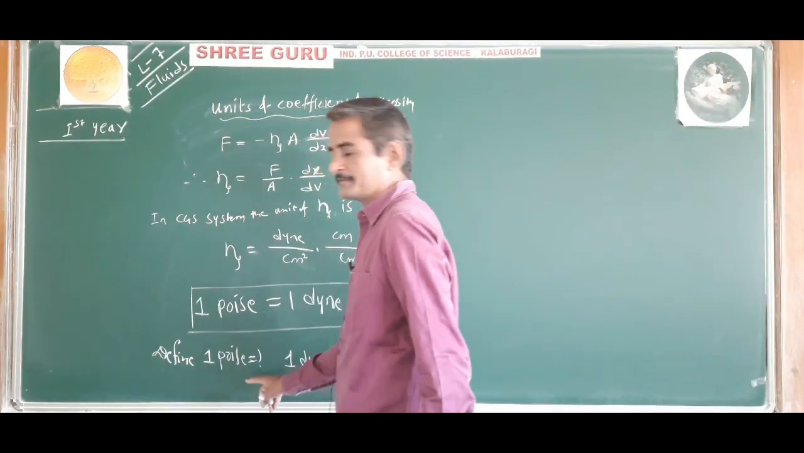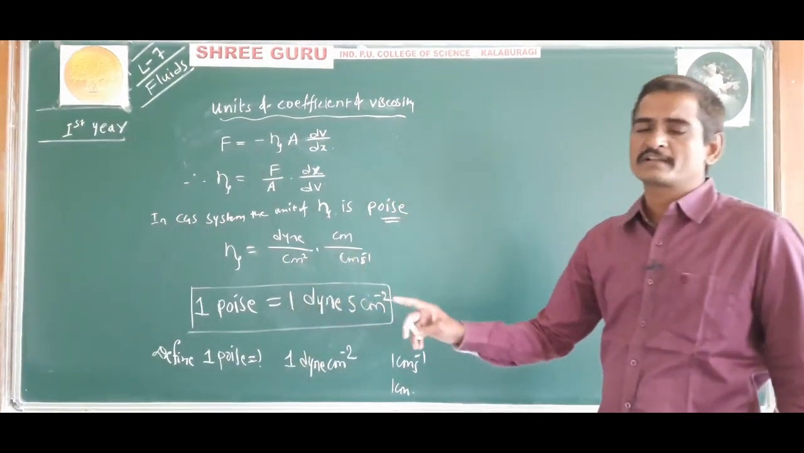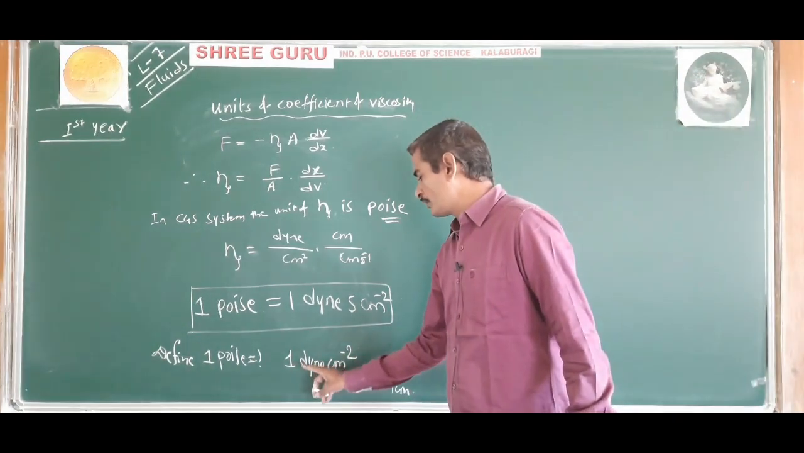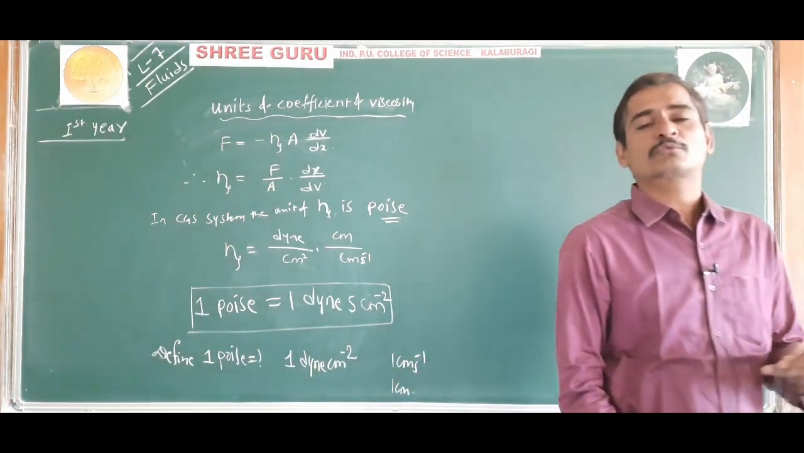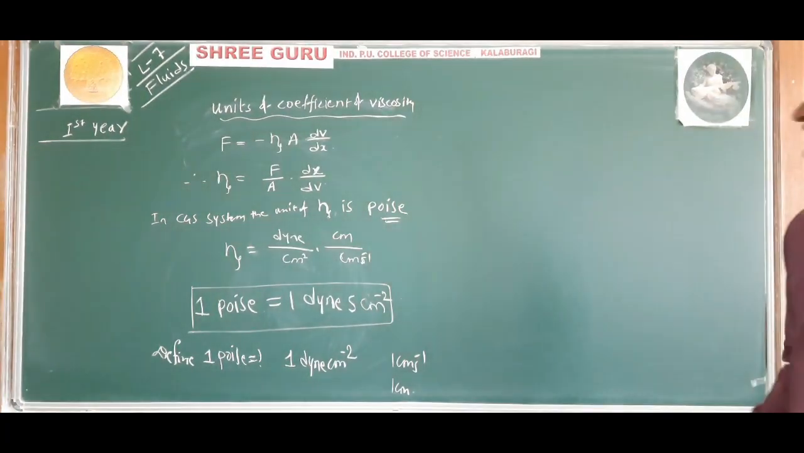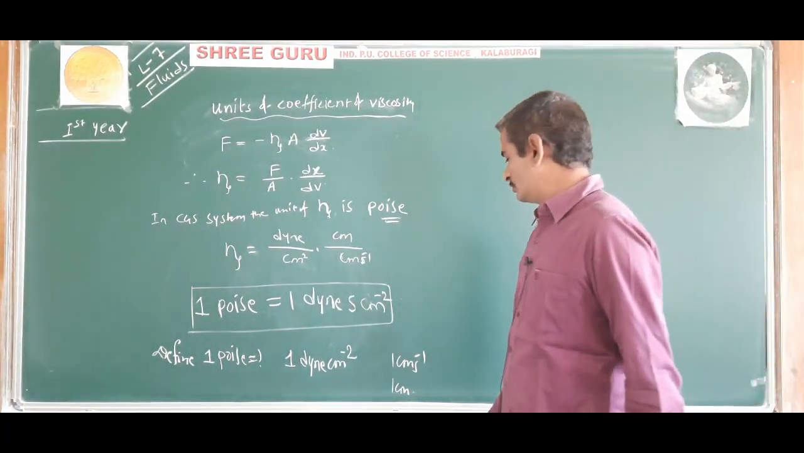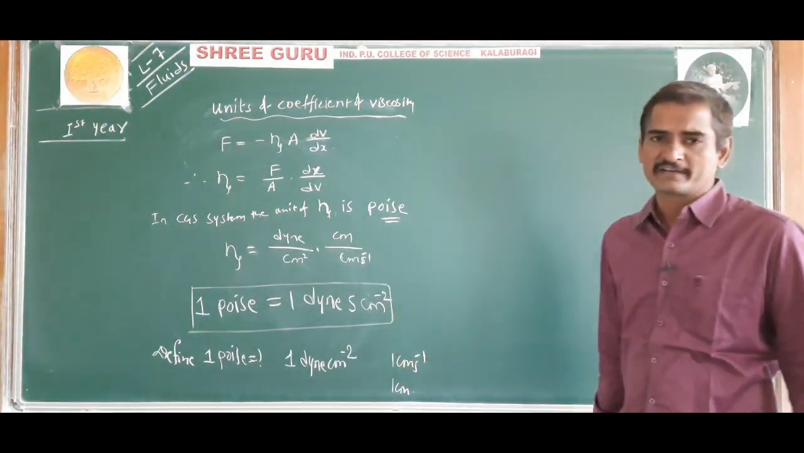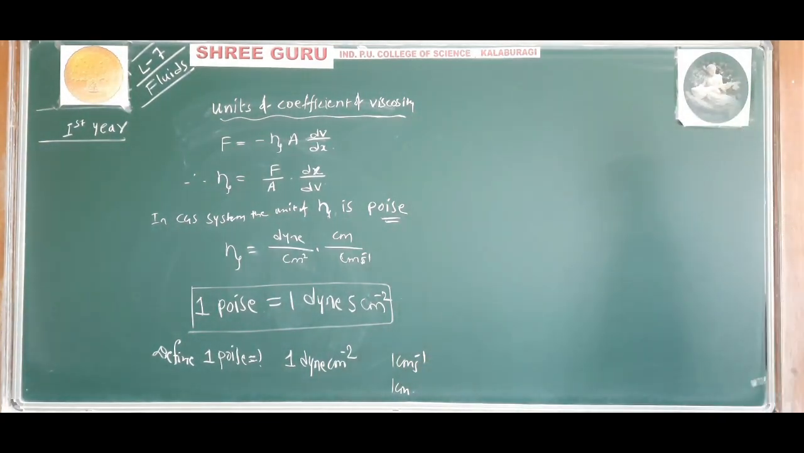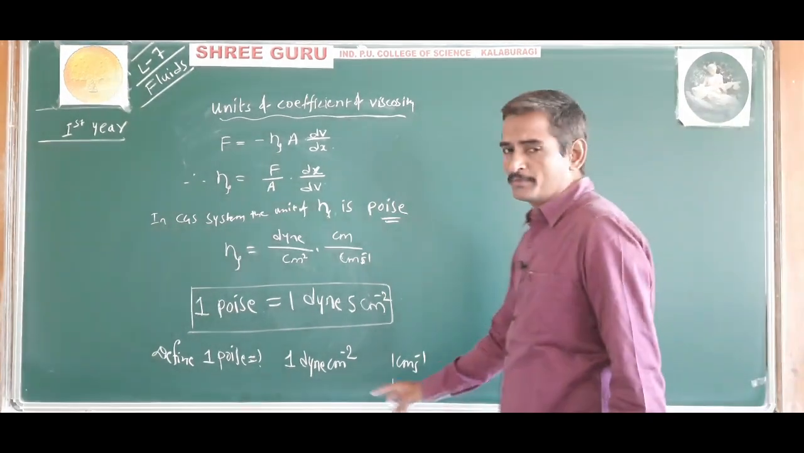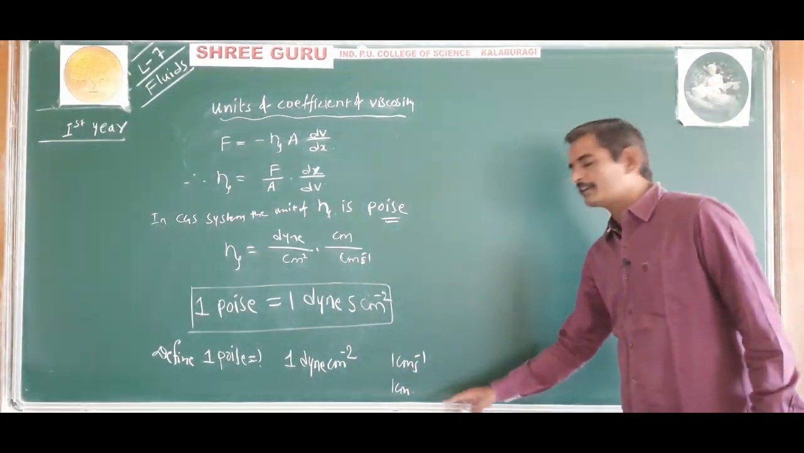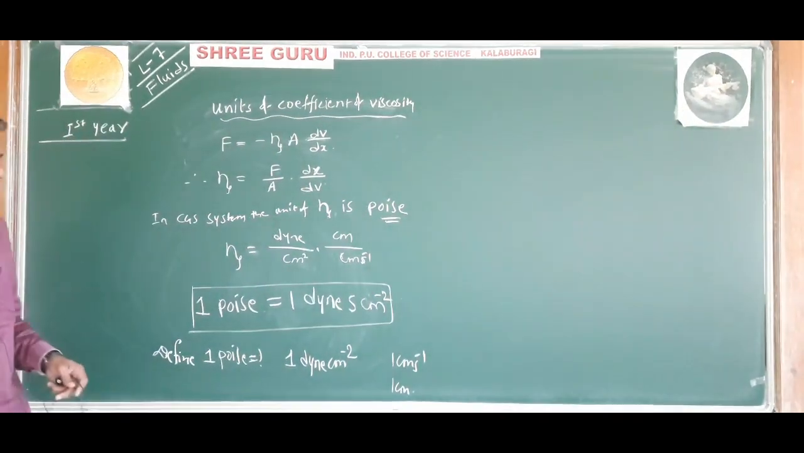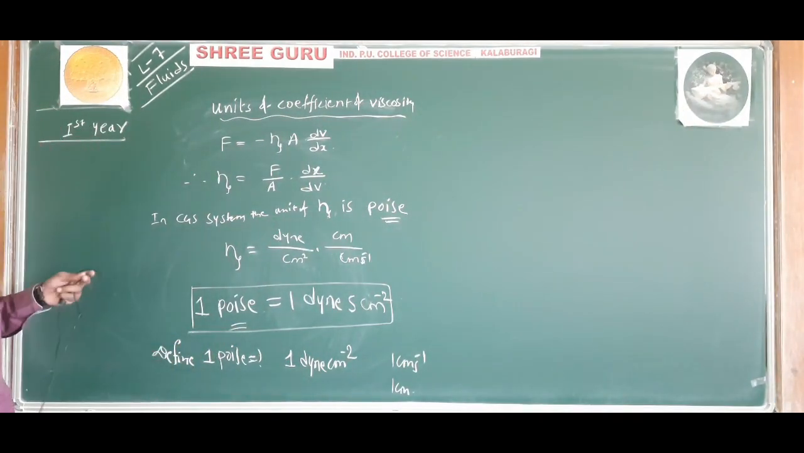So 1 poise, that is, coefficient of viscosity of a liquid is said to be 1 poise if a tangential force of 1 dyne per centimeter square of the surface is required to maintain a relative velocity of 1 centimeter per second between two parallel liquid layers 1 centimeter apart. This is the CGS unit of coefficient of viscosity.